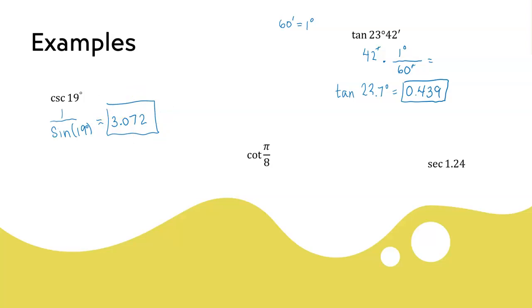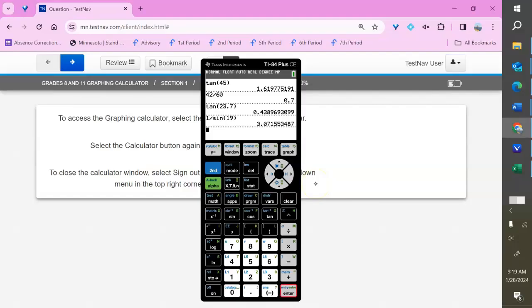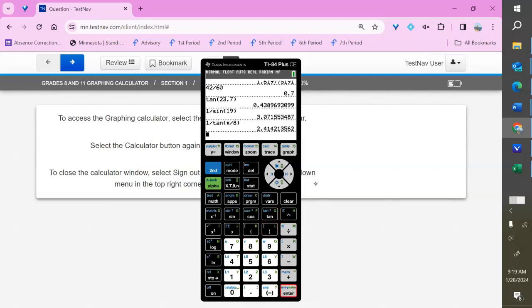If I don't see any marker on my angle measurement, that means that it's in radians. So for these last 2, we're going to be in radians. I'm going to change my mode. If I want to do cotangent, I'm going to do 1 over tangent of pi over 8. You should be able to get comfortable with changing your mode. It will happen a lot. And the pi button is right here. 2.414.